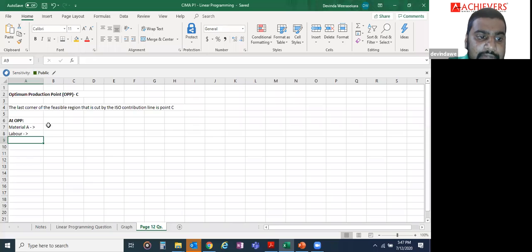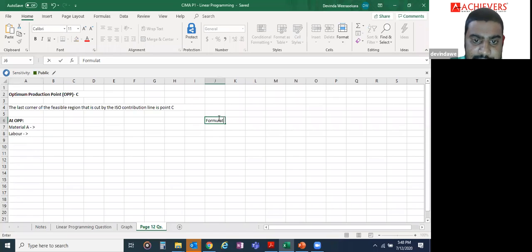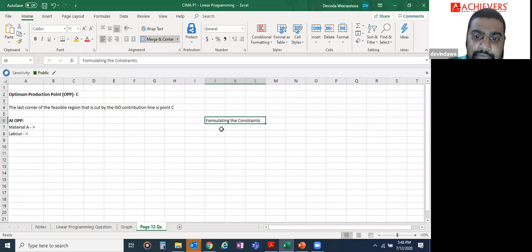Right, now we have to put equations for this. How do you put equations? They haven't given you the equations, so you have to construct the equations of these two. How do you construct them? You have to go to step number 3 and formulate the constraints. So I'll put here: formulating the constraints. Let's formulate the constraints.